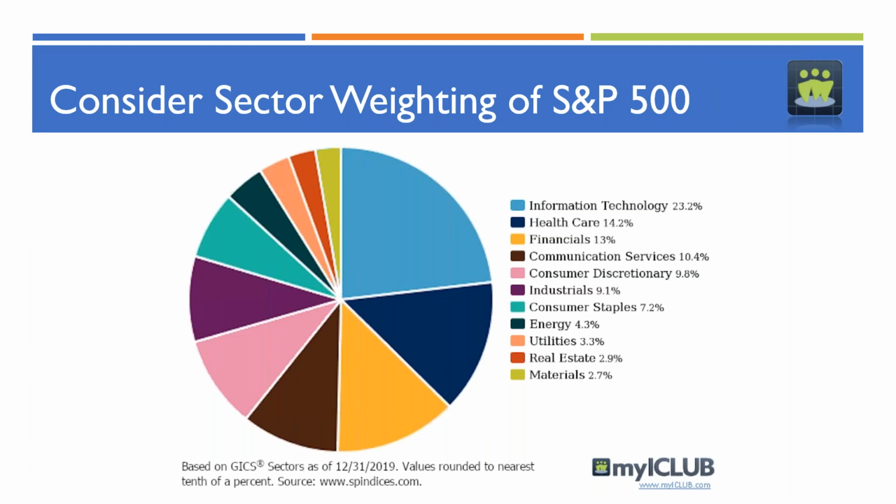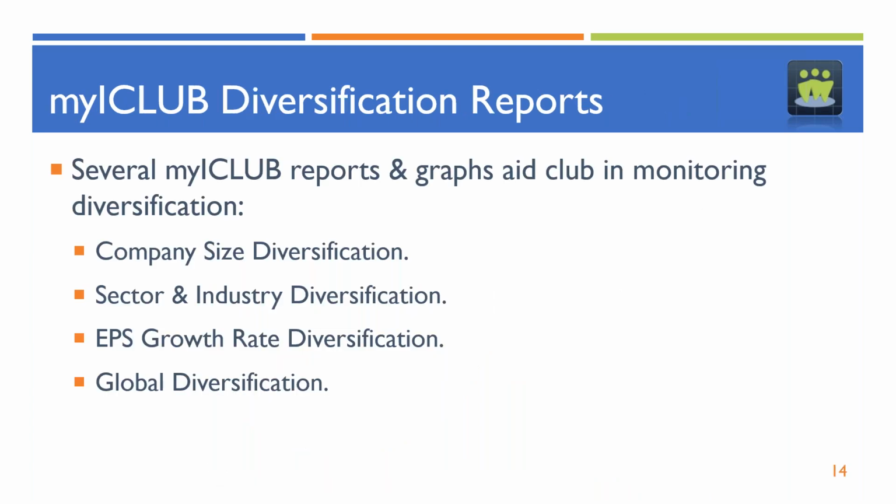The S&P 500 is meant to roughly approximate the contribution of each of these sectors in total to the American economy. So it could be a good plan for you to consider some of these sector weights as you develop your own particular strategy for diversifying by sector. So that's why we show this graph. You can find this on my iClub as well in the sector and industry diversification graph. There is a link at the bottom of the page to this illustration, so you can refer to it.